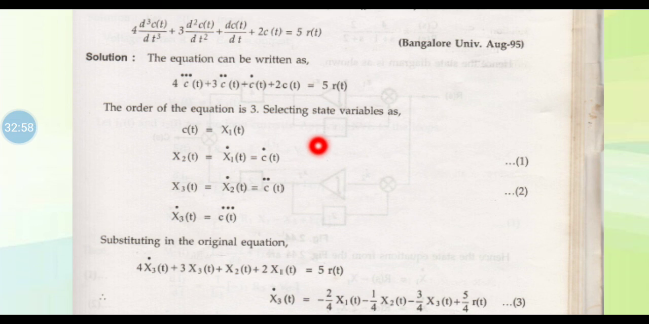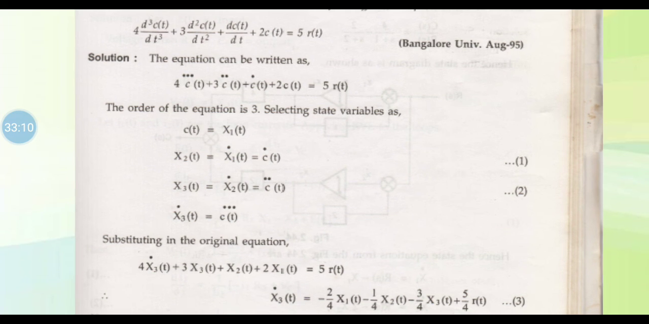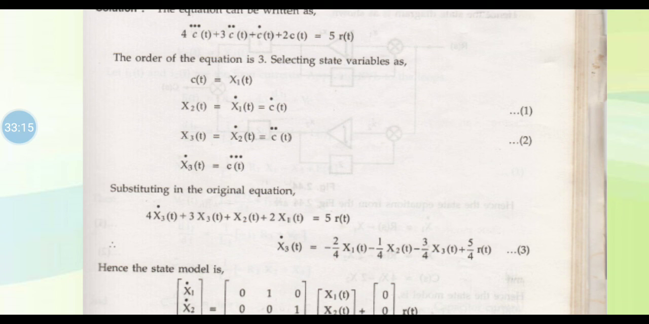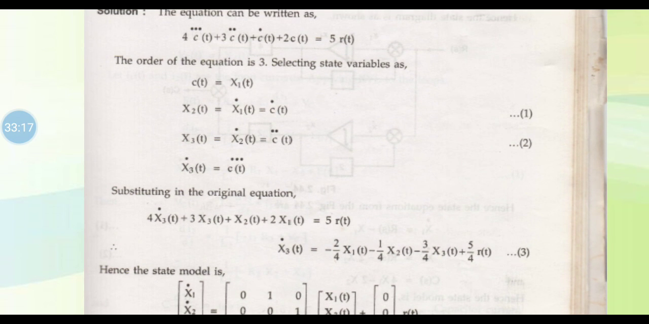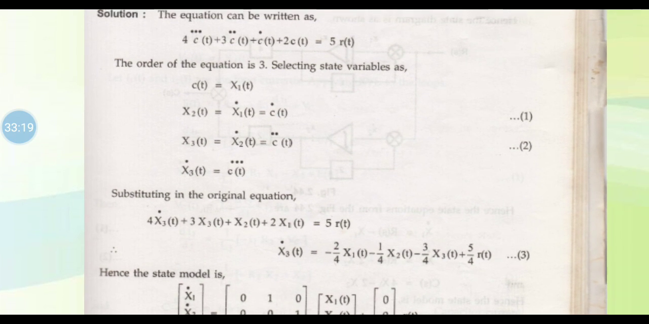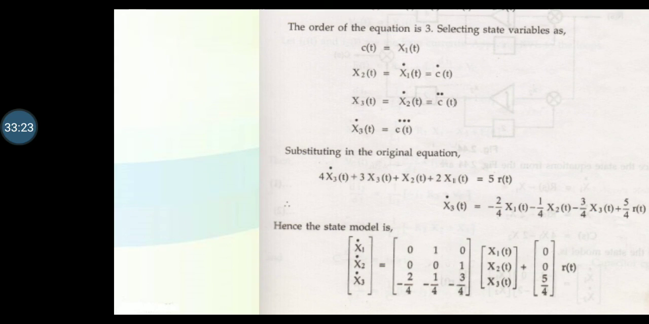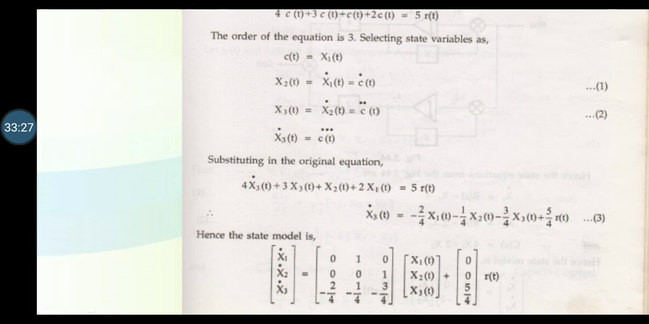So selecting state variables as c of t is equal to x1 t, x2 t is x1 dot t which is c dot t, x3 t is equal to x2 dot t which is c double dot t, x3 dot t is equal to c triple dot t. Substitute in the original equation, what will you get? 4x3 dot t plus 3x3 t plus x2 t plus 2x1 t is equal to 5r of t. So x3 dot t is equal to minus 2 by 4 x1 t minus 1 by 4 x2 t minus 3 by 4 x3 t plus 5 by 4 r t.